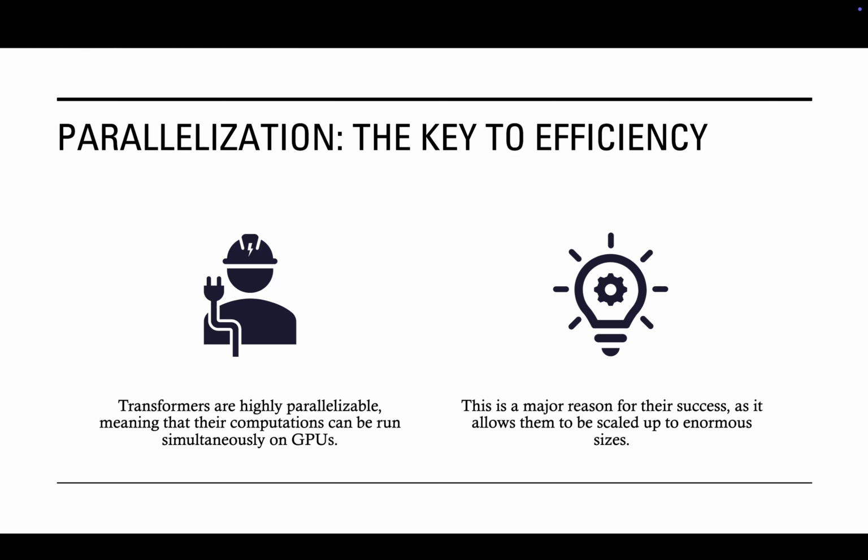And finally, we have parallelization, the key to efficiency, and truly what this paper really revolutionized for the large language models we have today. Transformers were found to be highly parallelizable, meaning that their computations can be run simultaneously on GPUs. And graphics processing units are really good at math, and matrix math at that, so no wonder LLMs became a great option. This is a major reason for their success, as it allowed them to scale up to enormous sizes. And you wonder why NVIDIA was worth $3 trillion at some point.